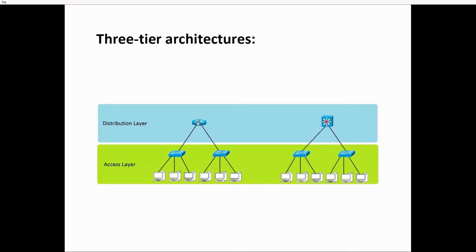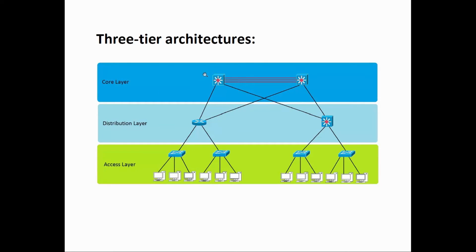Interconnecting the devices at the distribution layer, we will have the core layer, where the speed, redundancy, and the intelligence are required for the data to move as fast as possible. This is the most desirable design that you should have in your network.